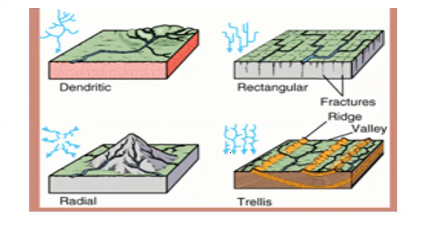And the fourth pattern is trellis pattern. Trellis pattern is found along the valleys when the rivers coming from the mountains meet the main river perpendicularly. So this type of pattern is formed, which is known as trellis pattern.